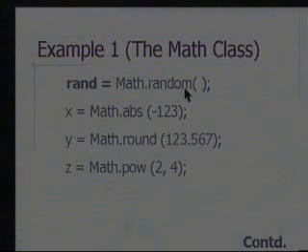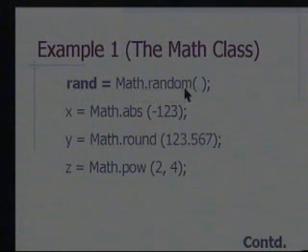So I am calling the random function, I am calling the absolute method, I am calling the round method, and I am calling the power function. So all these are methods or functions defined in the Math class. If you want to access any of these methods, you have to write the Math class directly.